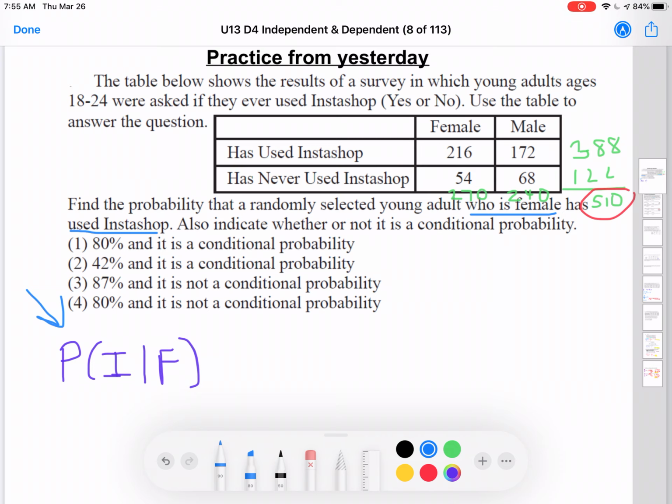So we can cross off choices 3 and 4 because they say not a conditional, and this definitely is. Okay, so you can pause it here and do the math and then see which answer you pick.